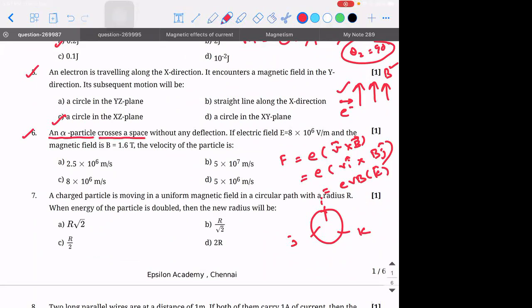An alpha particle crosses a space without any deflection. The electric field of 8 into 10 power 6 volt per meter and the magnetic field of 1.6 Tesla is acting. The velocity of the particle is? What is the concept it is based on? Velocity selector. Yes, it is based on the principle of velocity selector. So what is the answer? E divided by B. Correct? V is equal to E divided by B. E is 8 into 10 power 6 divided by 1.6. So it should be 5 into 10 power 6 meter per second.